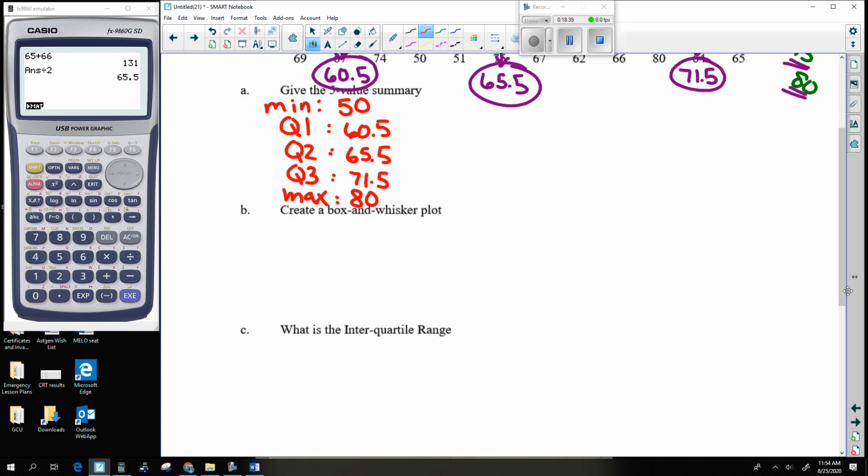Construct a box and whiskers. So my number line has to begin with at least 50 and go to 80. And again, I'll go by fives in this case. So I'll go with something like 45, 50, 55, 60, 65, 70, 75, 80, 85. All right, so this is 50.